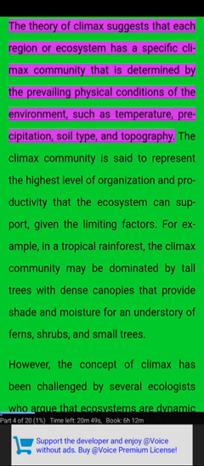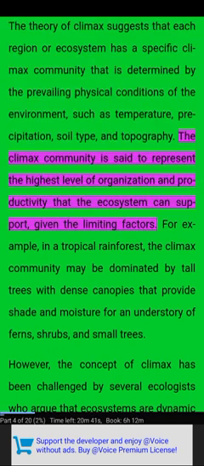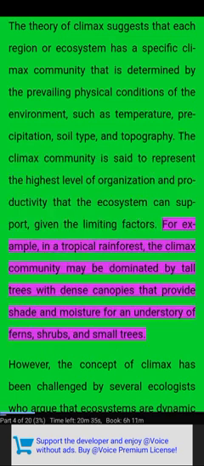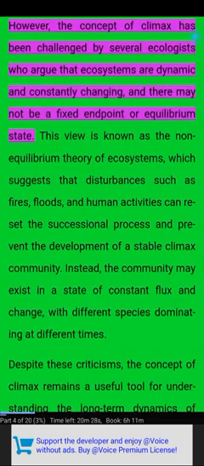The theory of climax suggests that each region or ecosystem has a specific climax community that is determined by the prevailing physical conditions of the environment, such as temperature, precipitation, soil type, and topography. The climax community is said to represent the highest level of organization and productivity that the ecosystem can support, given the limiting factors. For example, in a tropical rainforest, the climax community may be dominated by tall trees with dense canopies that provide shade and moisture for an understory of ferns, shrubs, and small trees.